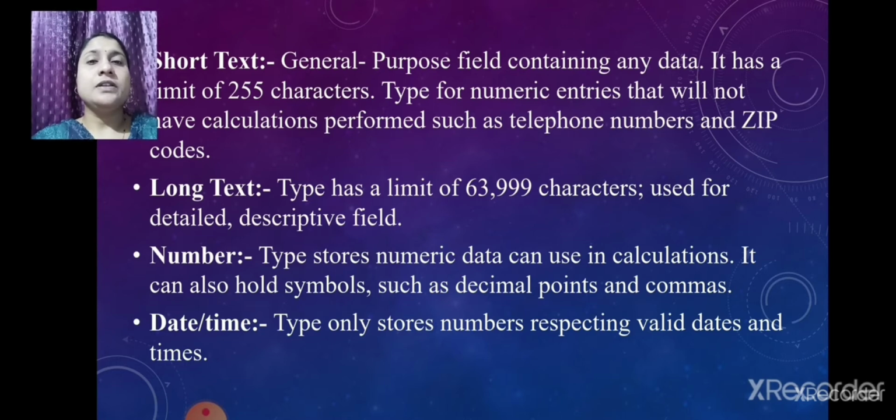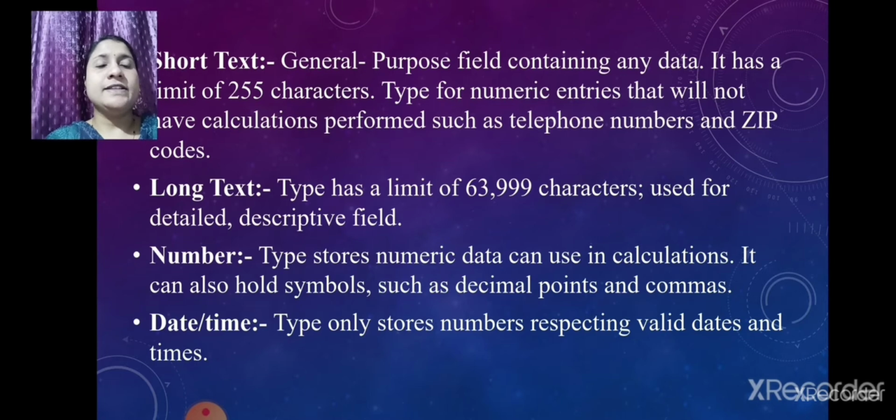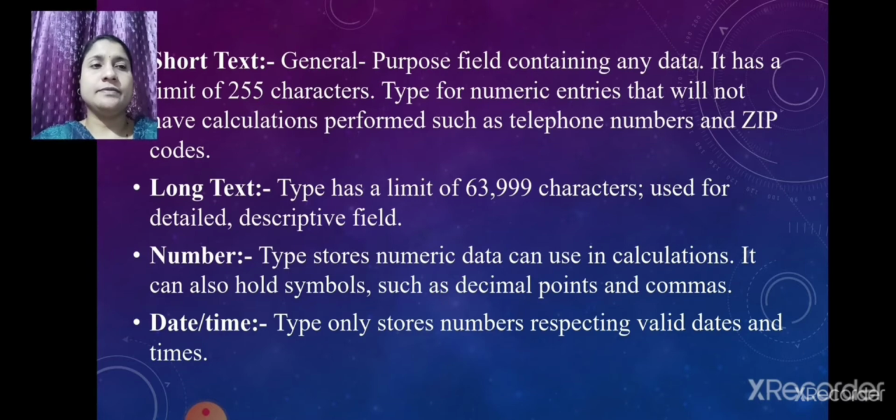Number, the next field is number. This type stores number data that can be used in calculation. It can also hold symbols such as decimal points and commas. In this you can write only numbers, you cannot write any text. Then the next is date time. This type only stores numbers respective to valid dates and times. It only stores the numbers that are respective to given dates or time.